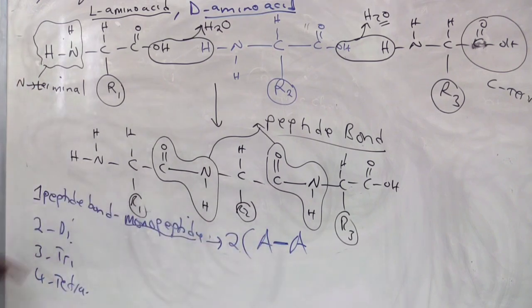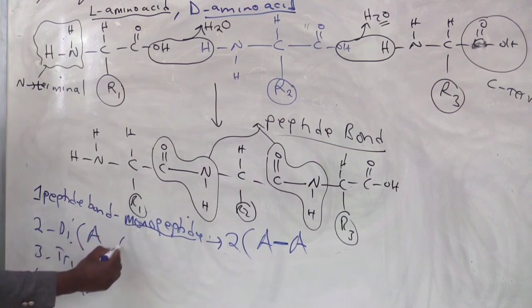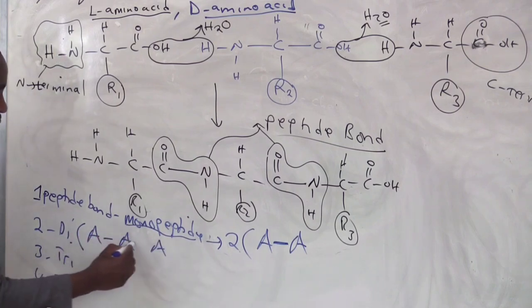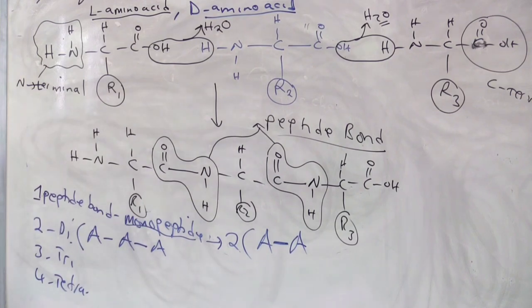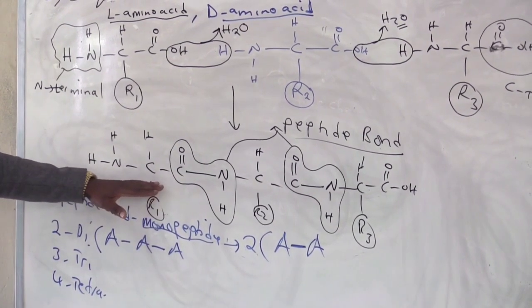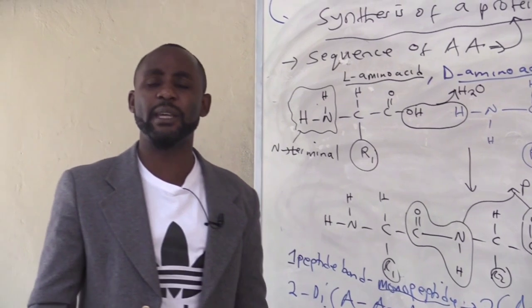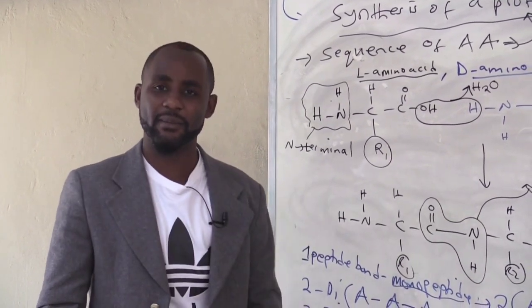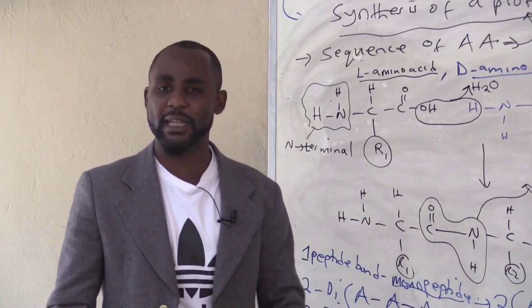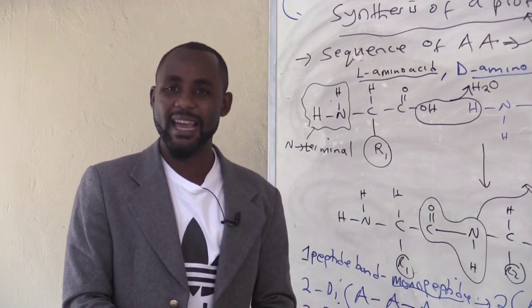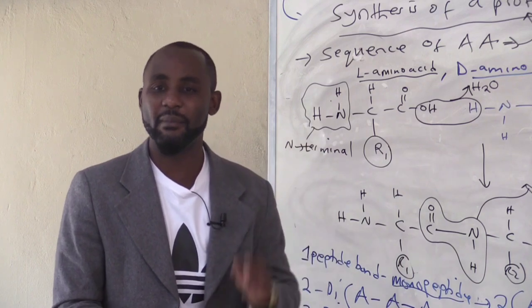To make a dipeptide, you need three amino acids. One will be there, another one there, another there. Then you have two peptide bonds. So that is how we use amino acids to make a protein. And the structures of proteins, which we shall look at later, this is my next discussion, will be based on what I have explained here. It doesn't matter the number of amino acids that you are using to make a protein. The reaction is the same. There is always liberation of water when you are linking amino acids together, and there is formation of a peptide bond.